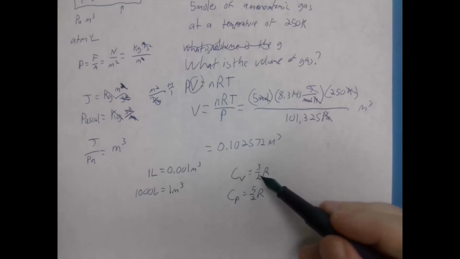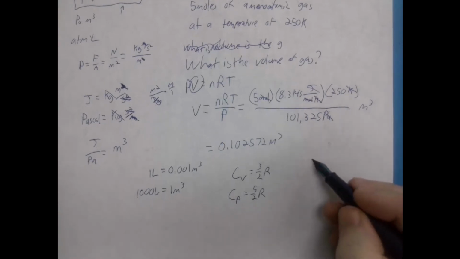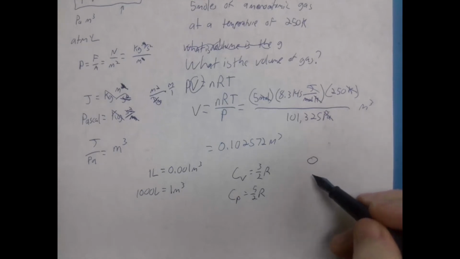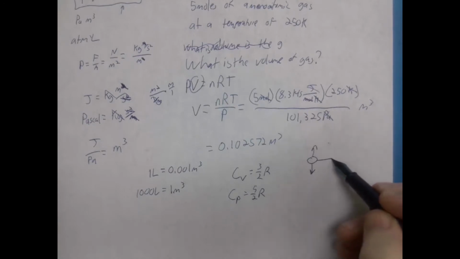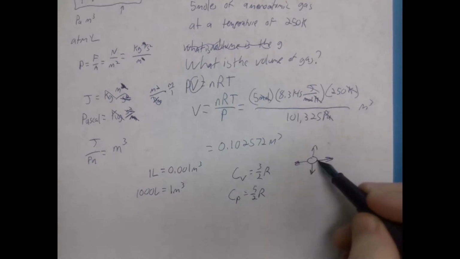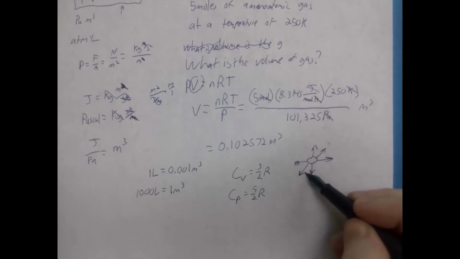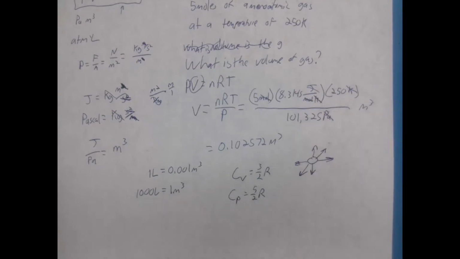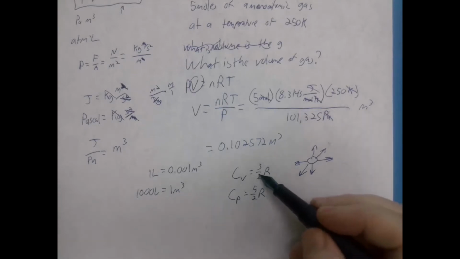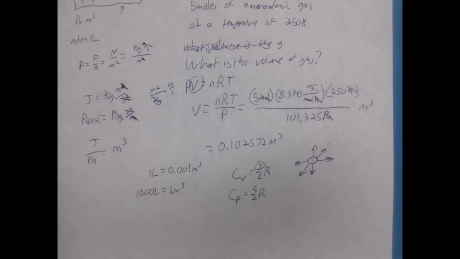Basically, how these numbers come about is if we look at a single atom, in what ways can it vibrate and move around? It can vibrate up and down, it can vibrate left and right, and it can vibrate forward and backward. That's 3 dimensions of space. That's the reason why you get 3 over 2. That's where the 3 comes in.